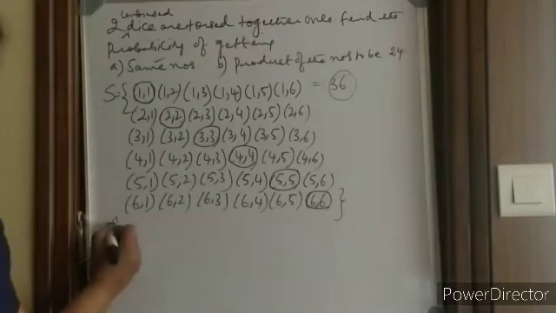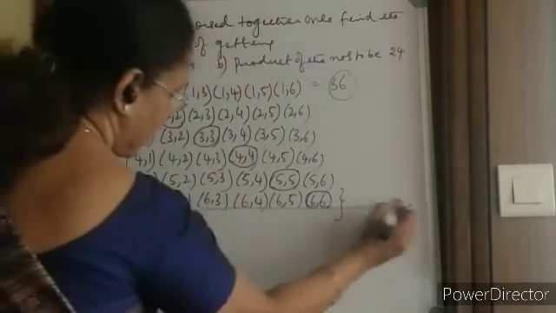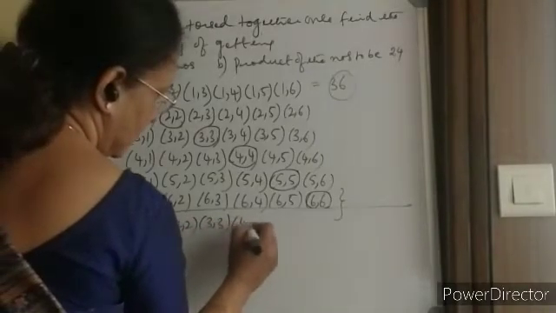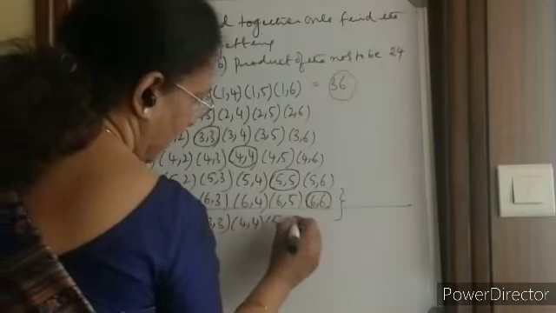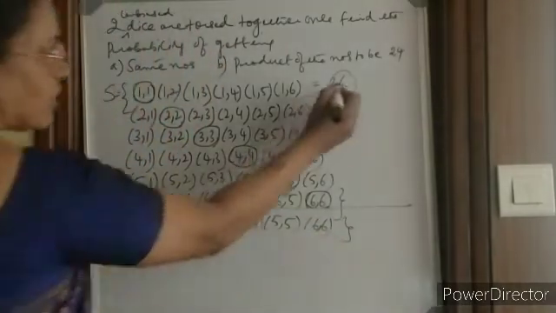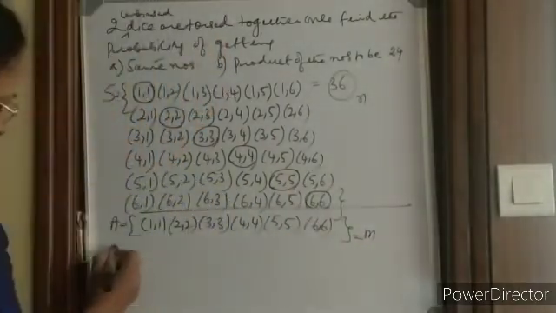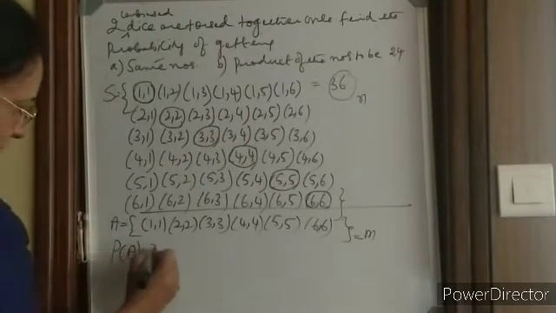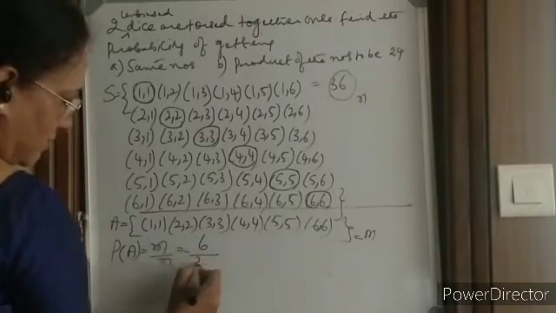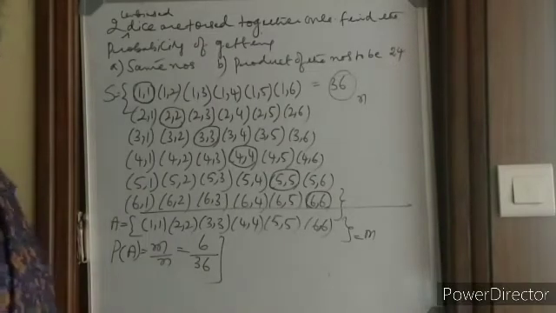So how will you write now? Call it A: the combination 1 with 1, next 2 with 2, 3,3, 4,4, 5,5, 6,6. Now the total is 36, so this is your n value. This is your m value. Using the definition of probability, m by n, favorable outcomes: 6 divided by 36. If you want, you can further simplify. This is how you will have to write it down.